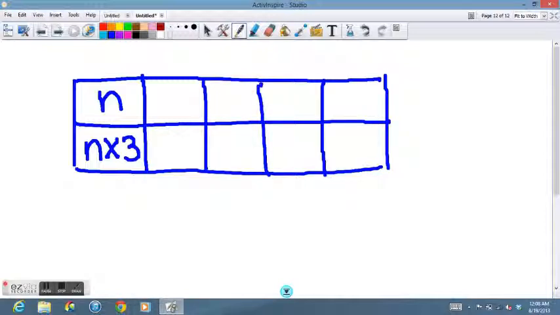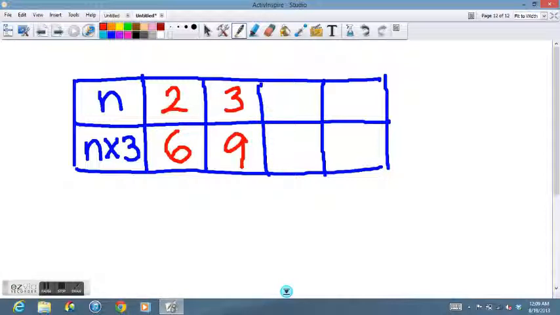Alright, let's say I let n be 2. Then to get the number under it, it's going to be n times 3, and n is 2, so it's 2 times 3, so this will be 6. Okay, now if my n is, let's say, 3, the number below it is going to be n times 3, or 3 times 3, this will be 9.